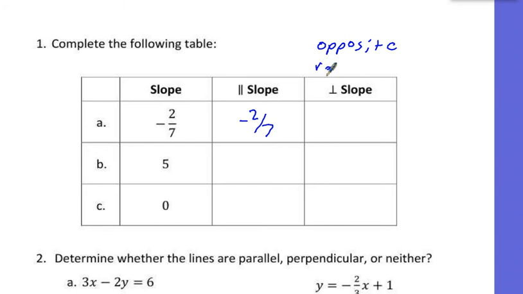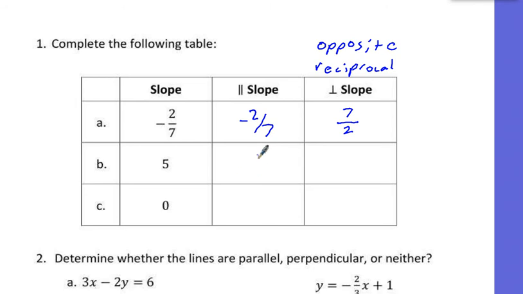Opposite and reciprocal. So it was negative, it's now positive. The 7 was the denominator, which now is the numerator. The 2 was the numerator, which now is the denominator. 7/2 is perpendicular, that slope, to a slope of -2/7.